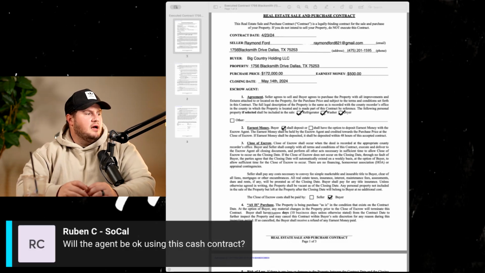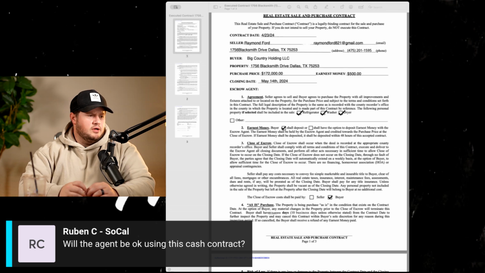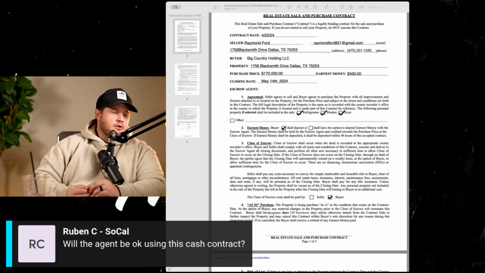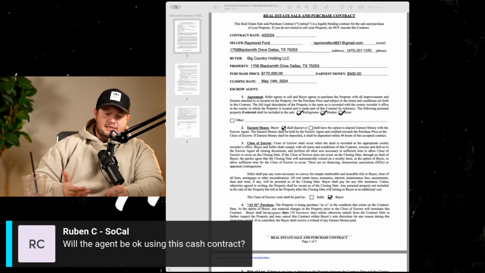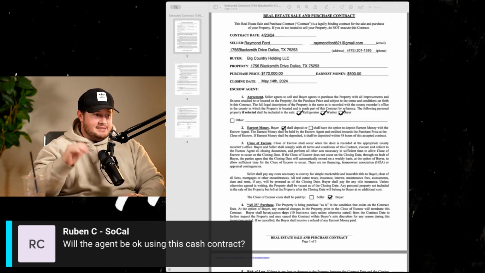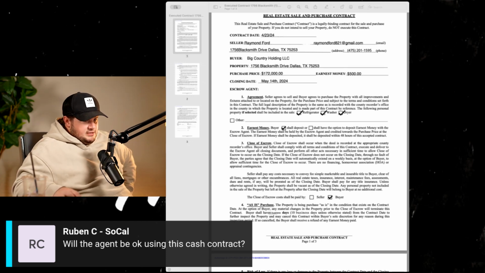Ruben says, will the agent be okay using this cash? 100%. If they want to draw up their own, cool. If they want us to give them an offer in writing, cool. This is the offer we used for the lady in Texas. She's an agent, and this is the agreement we used.